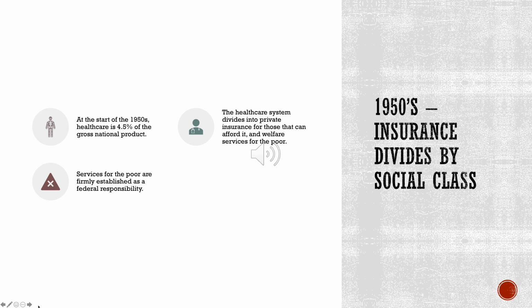So now we're hitting the 1950s. Insurance is divided by social class. At the start of the 1950s, healthcare is 4.5% of the gross national product. Services for the poor are firmly established as a federal responsibility, so they're starting to think of things like Medicaid. The healthcare system divides into private insurance, like Blue Cross Blue Shield, for those that can afford it, and welfare services similar to Medicaid for the poor.